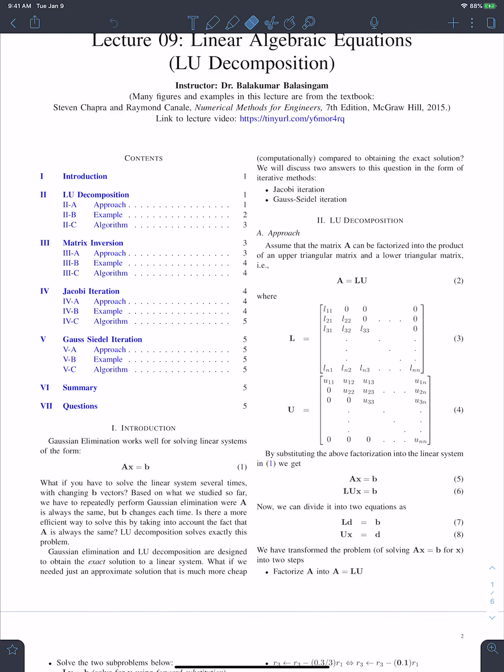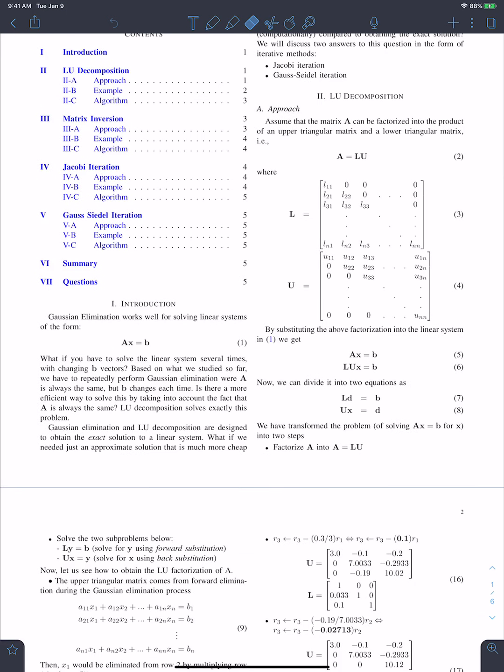Here are the details one more time. We have AX = B, that is the original equation we wanted to solve. We turn that into L times UX = B. Then U times X, we will call it D. So we will solve L times D = B. L is known, B is known, so we will solve for D.